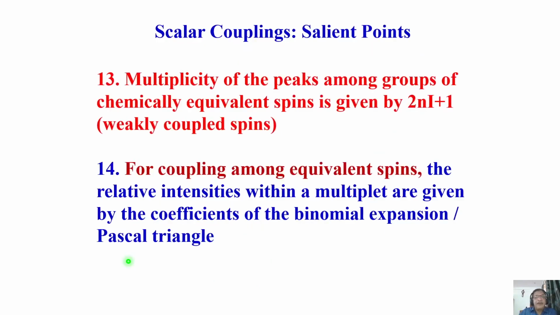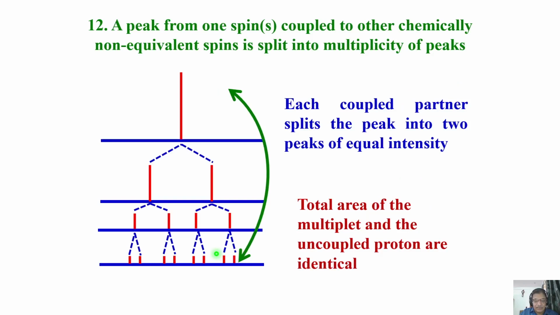And a few other salient points. The multiplicity of peaks among groups of chemically equivalent spins is given by the 2nI plus 1 formula. I'll explain that when I go further. For coupling among equivalent spins, the relative intensities within a multiplet are given by the coefficients of binomial expansion, called Pascal's triangle. I'll come to that later. I'll discuss more about these points in the next class, because we have been allotted a particular amount of time. Within that I have to discuss, and if it is in excess, we will continue in the next class.